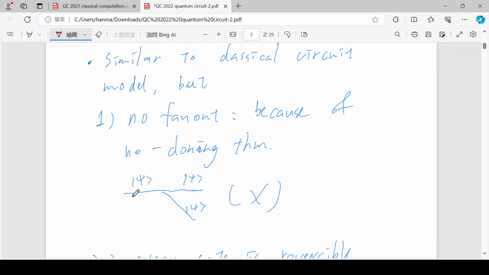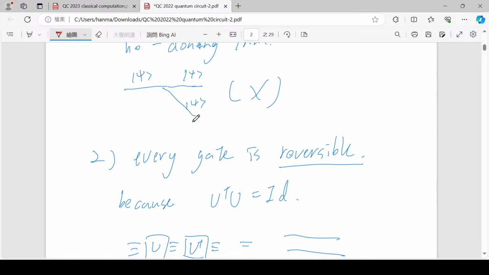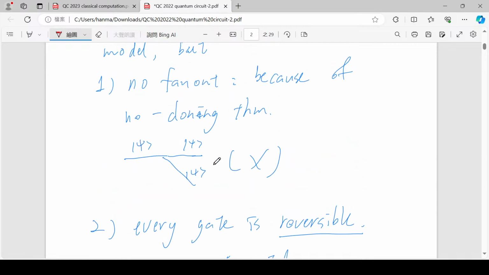And that's because of the no-cloning theorem. So you cannot have one wire that's split into two wires. You can have a bit split into bits, that's something you can do in a classical circuit, but it's not possible in a quantum circuit. And actually, this conservation of the number of lines is very strong here.